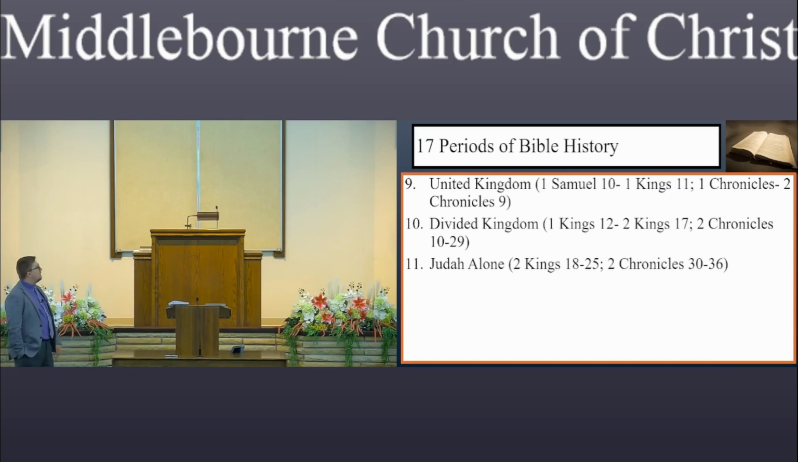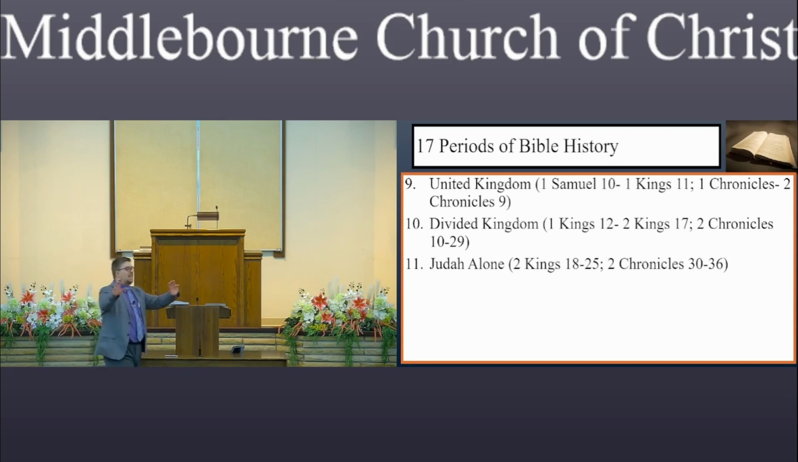1 Kings 12 to 2 Kings 17, 2 Chronicles 10 to 29. The reason it's that is in chapter 29 of 2 Chronicles and in 2 Kings 17, we have the fall of Samaria, which is the capital of Israel. Samaria falls, Israel is taken away into Assyrian captivity.